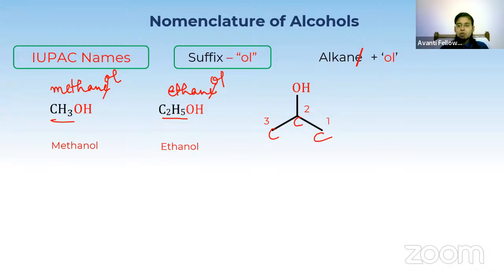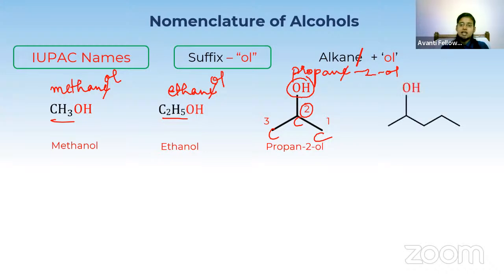Okay. So now, since this compound has 3 carbon, the name of the alkane is propane. But we also have OH here, and that OH is attached to the second carbon. So what I have to do is replace this E and mention the number of the carbon to which the OH is attached. So it will be propan-2-ol. The alcohol is attached to the second carbon. That is the meaning.